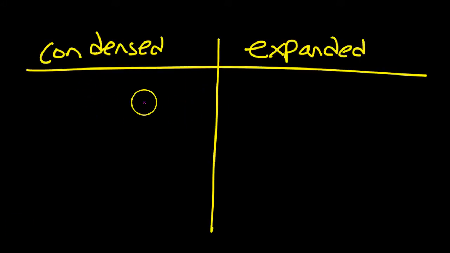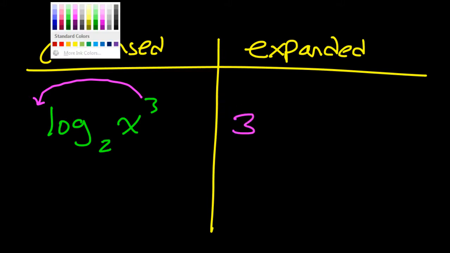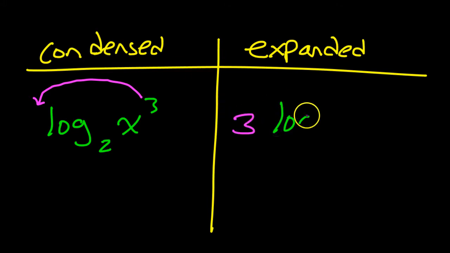But there's something else you need to know. Exponents. If I have log base 2 of x to the third power, this is considered condensed. Now I've got this exponent here. Now in expanded form, this 3 can go in the front. So this would be equivalent to having the 3 in the front, and then you still got the rest of it, log base 2 of x. And this is a two-way street.